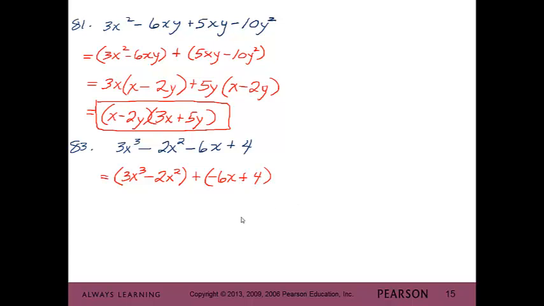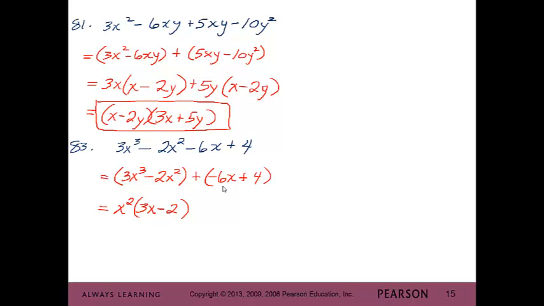Then we're going to run through and find the GCF for each group. So for the first group, the GCF is x squared. And we're going to tell you what's left over. And we should get a 3x minus 2. And of course, you can check it by just multiplying it back through. x squared times 3x is 3x to the third. x squared times 2 is 2x squared.